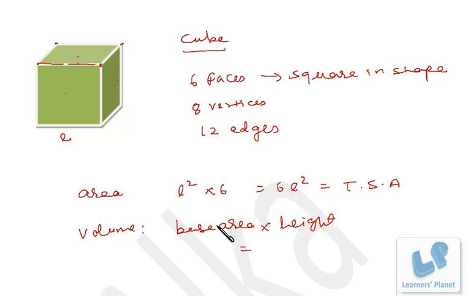So what will the base area be? Since the base is a square, the base area will be L square. Since this is a cube, the height will also be L. So precisely it is L cube, that is the volume of a cube. So the total surface area is 6L square, the volume is L cube, and the area of each face is L square.